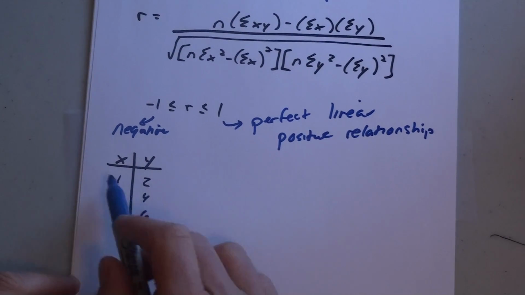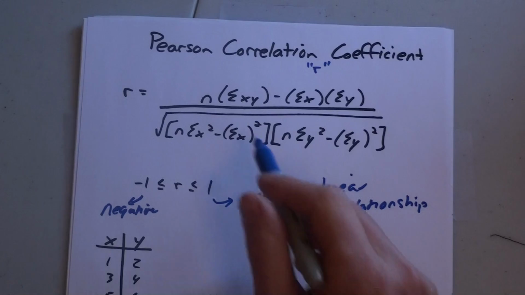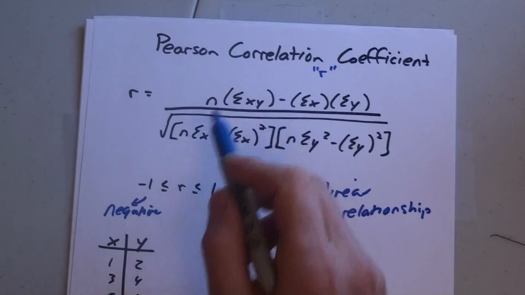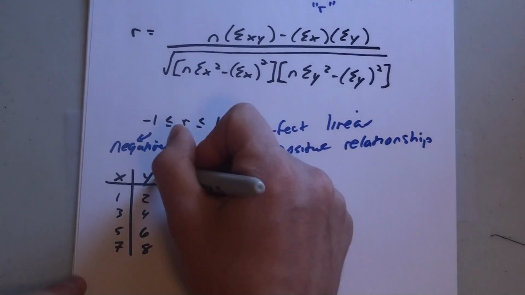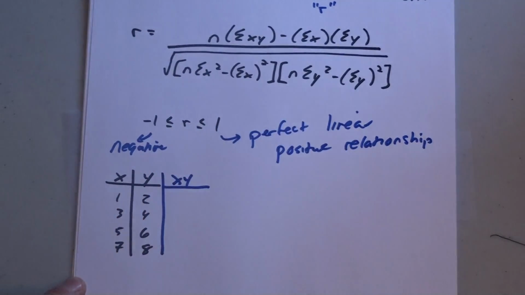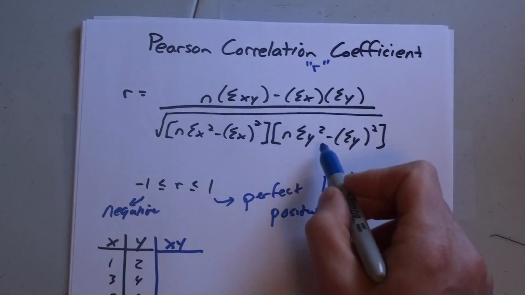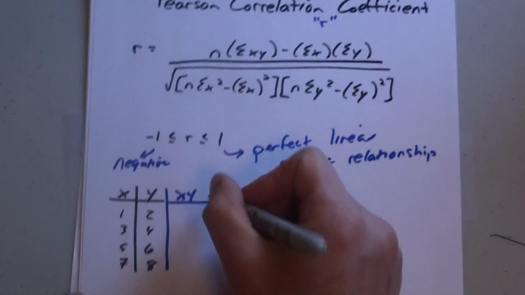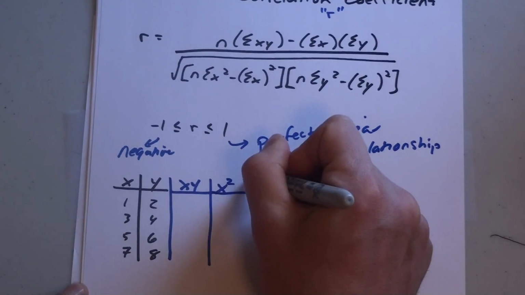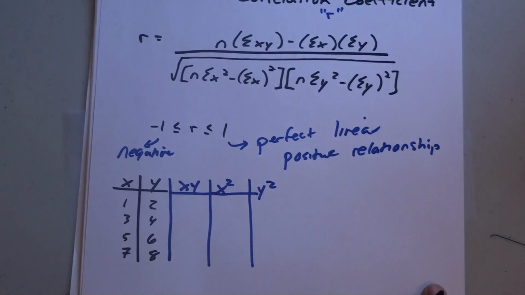So if I take some x and y values, again, I'm going to let my table do the work for me. Look at the formula for what you need to have. You need to have a column of x's and y's multiplied together, so I'll create that in my table. Then I need to have an x squared and the same thing for y squared. So I'll have a column of x squared, and then a column of y squared, and I'll let the table do the work.